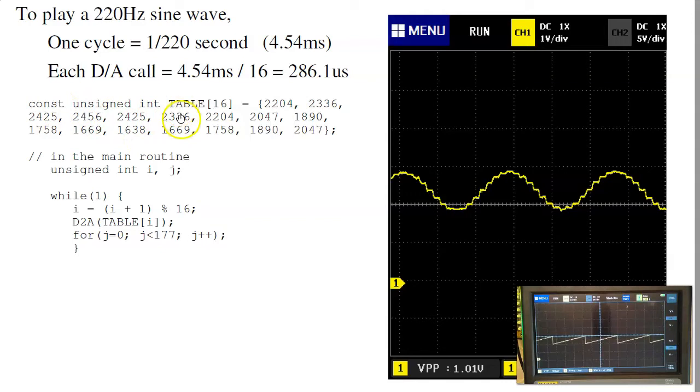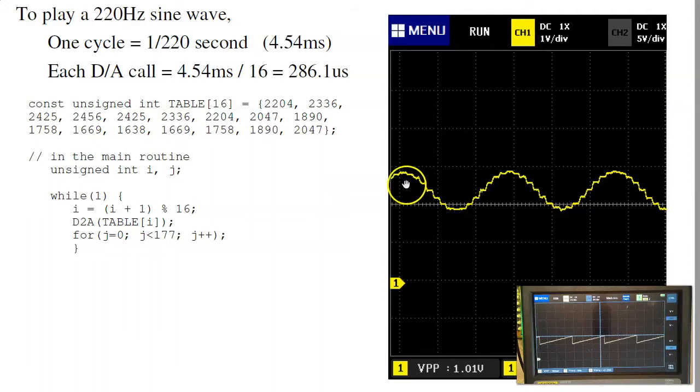But this is a table with the completely original name called table with 16 elements. These are the voltages I want to output. Then the main routine, what I'm going to do is just spin through the table, count mod 16, output the ith entry of the table, and then wait.